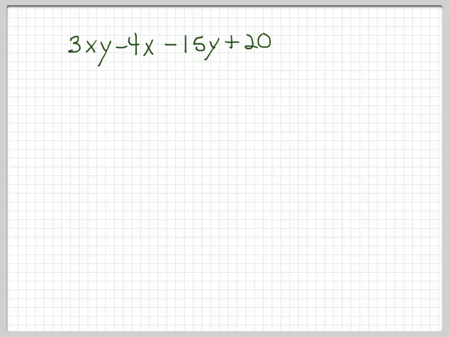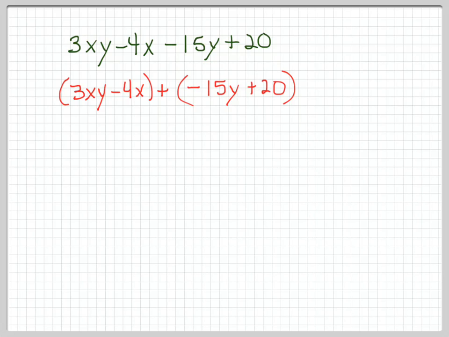So with less talking, I'm going to group the first two. They have at least an x in common. I'm going to group the second pair, negative 15y and 20. Notice I have to keep the sign with the negative 15y. That means I've got to put a plus sign in between those. What I'm actually doing is kind of treating it as plus a negative 15y plus 20.